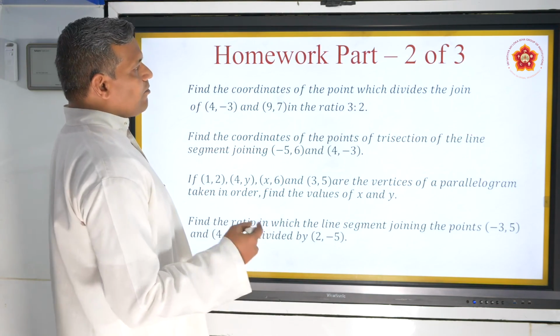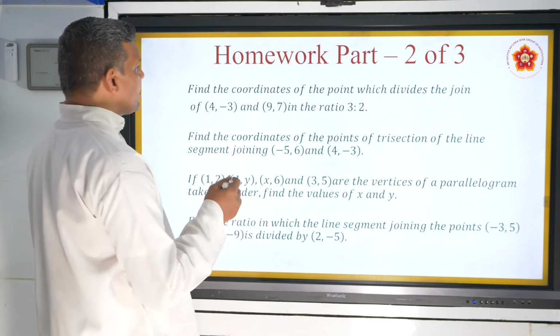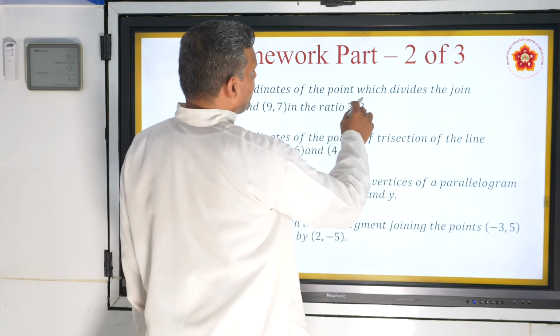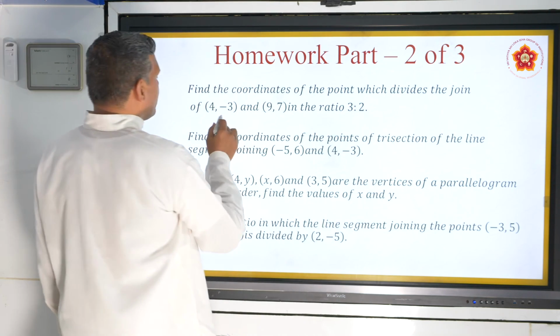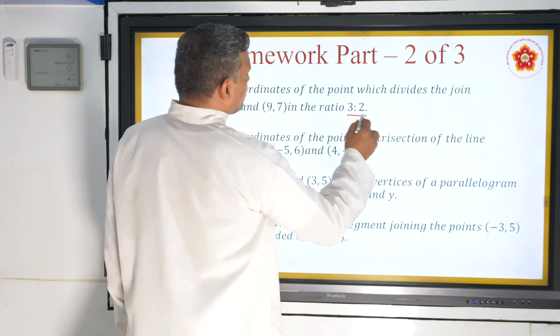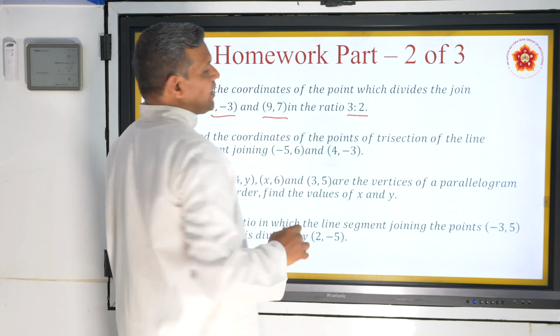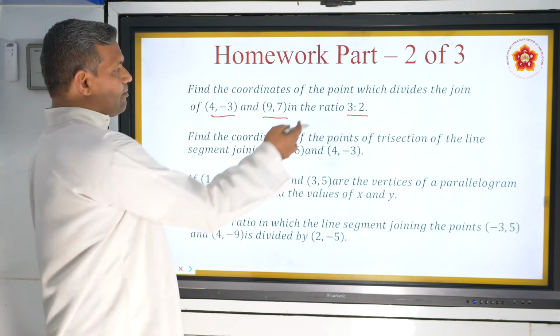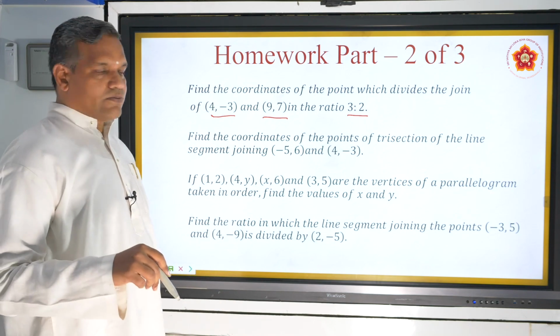Next is almost homework. So we'll go with the homework, a small 4 sum homework. First one, find the coordinates of the point which divides the join of these two in the ratio of 3:2. Remember the basic formula. Substitute and get the answer. That is your first sum.